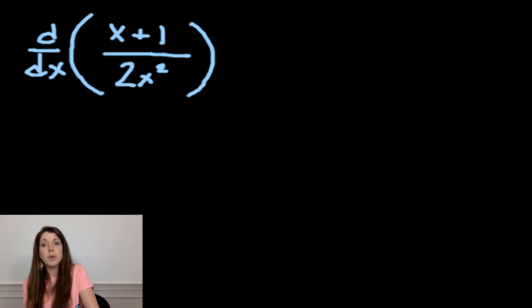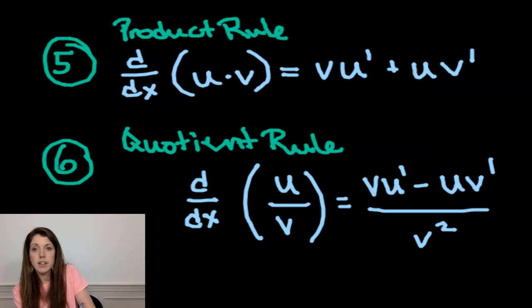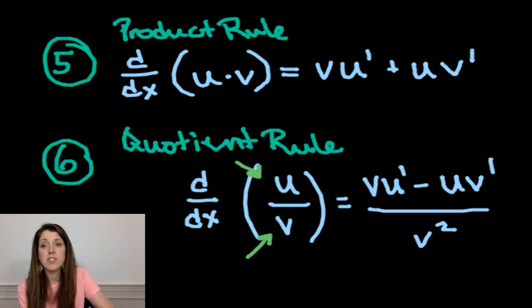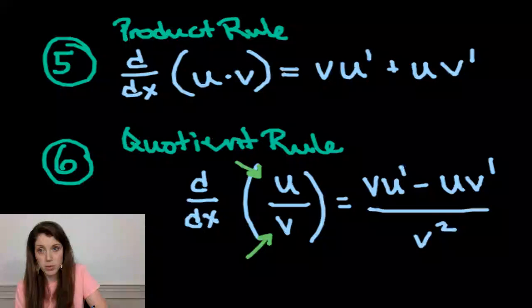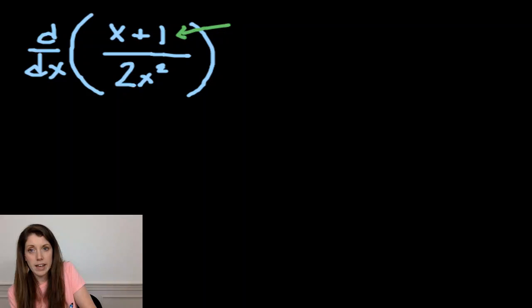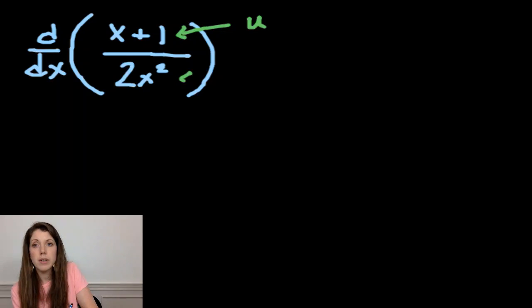I'm still going to need to figure out what u and v are. Remember, u and v are, let's go back here, u over v. That means we have two separate expressions in terms of x that are basically creating a fraction, or we're using division. In this case, everything up in the numerator is u, everything in the denominator is v.